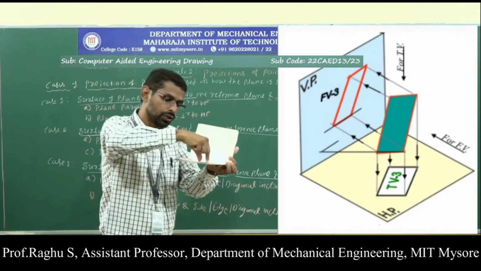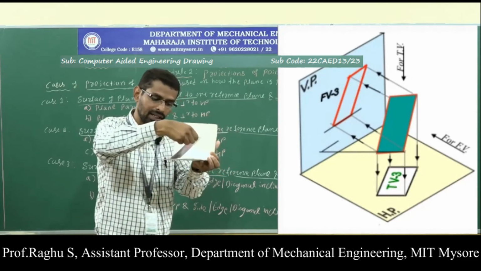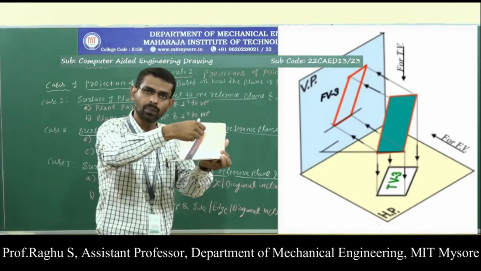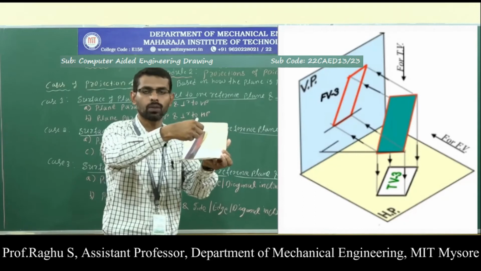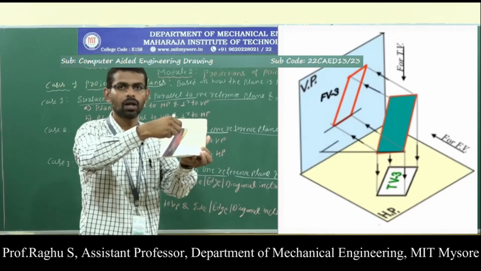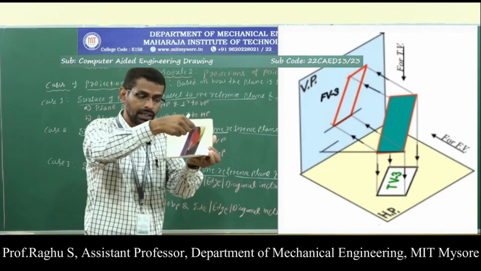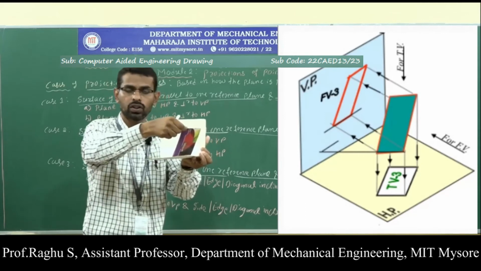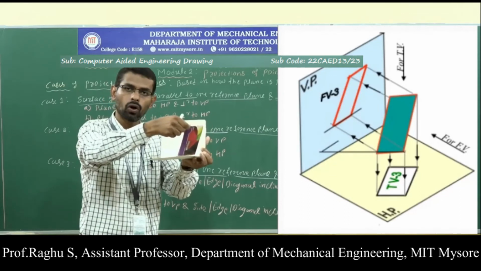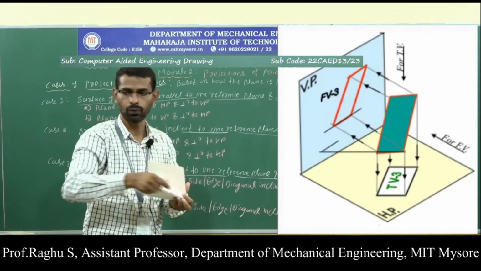Next, consider only the lamina inclination with respect to HP. Ignore the VP inclination. Now draw the second position. This position is called the lamina inclination position. At last, give the edge inclination with respect to VP. Now draw the top view and front view in this position.